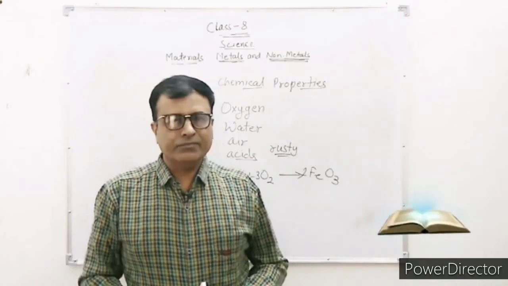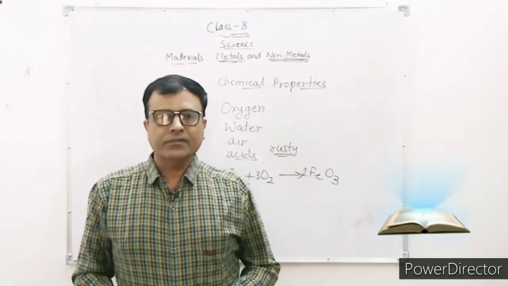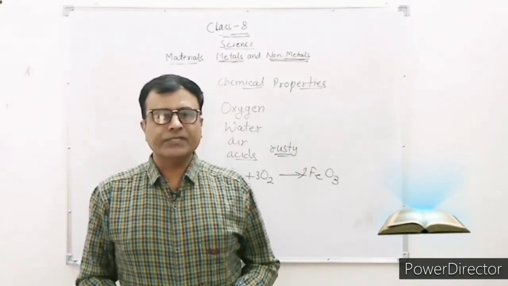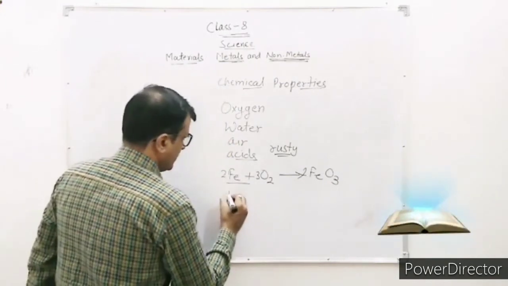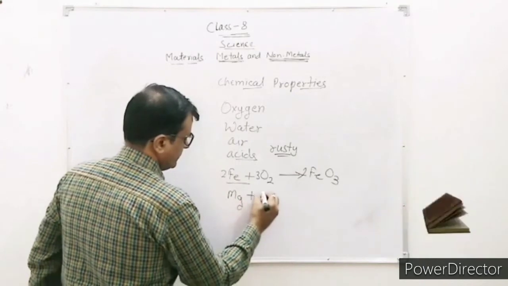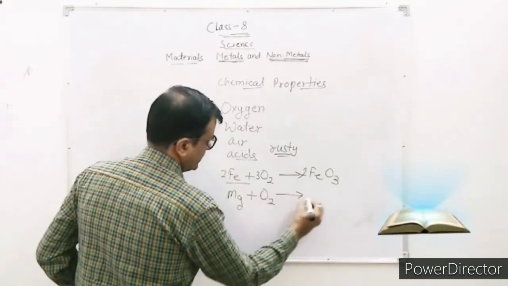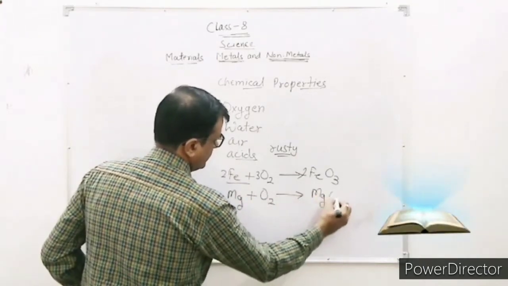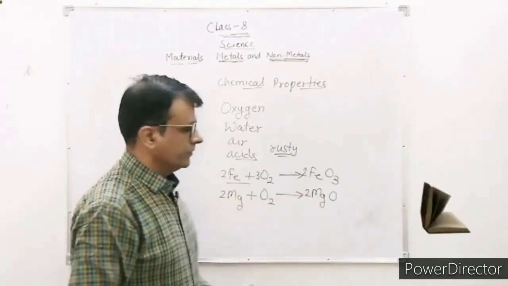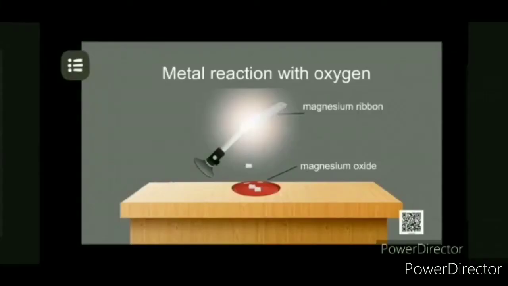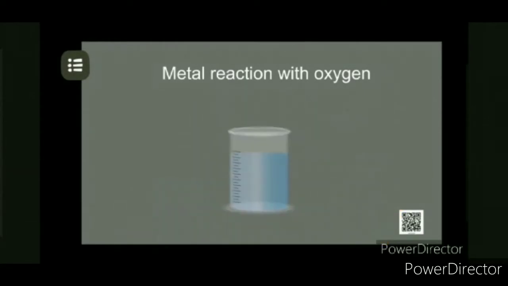Similarly, when we burn magnesium ribbon in the presence of oxygen, it converts into magnesium oxide. When magnesium oxide is dissolved in water, it converts into magnesium hydroxide.